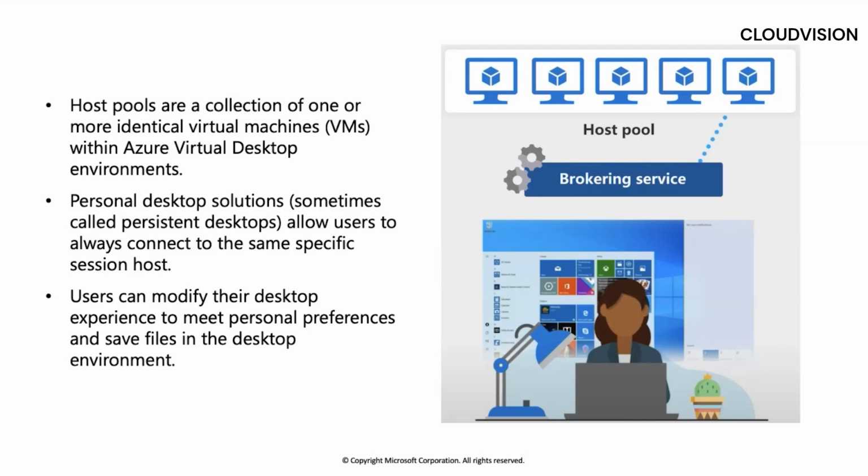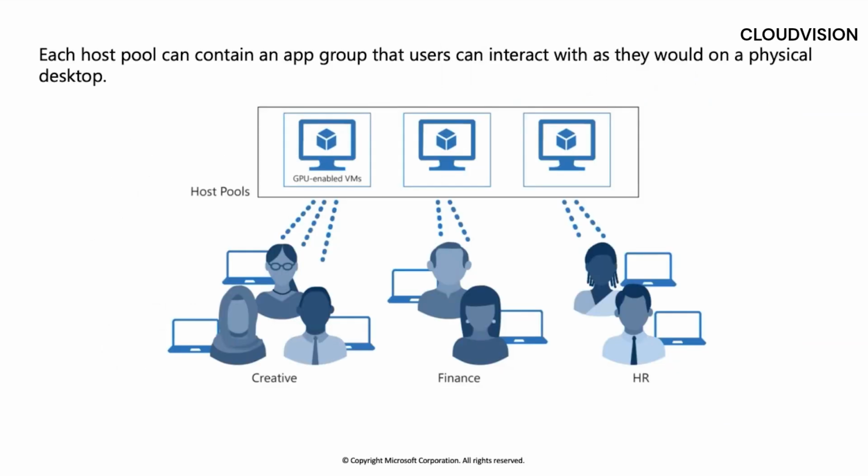Now, this persistent option is basically the one which helps you make sure that the users are always connected to the same specific session host. Yeah, so there are certain situations in which this can be done. Now, when it comes down to the host pool, as I said, it's nothing but the one which contains the app groups.